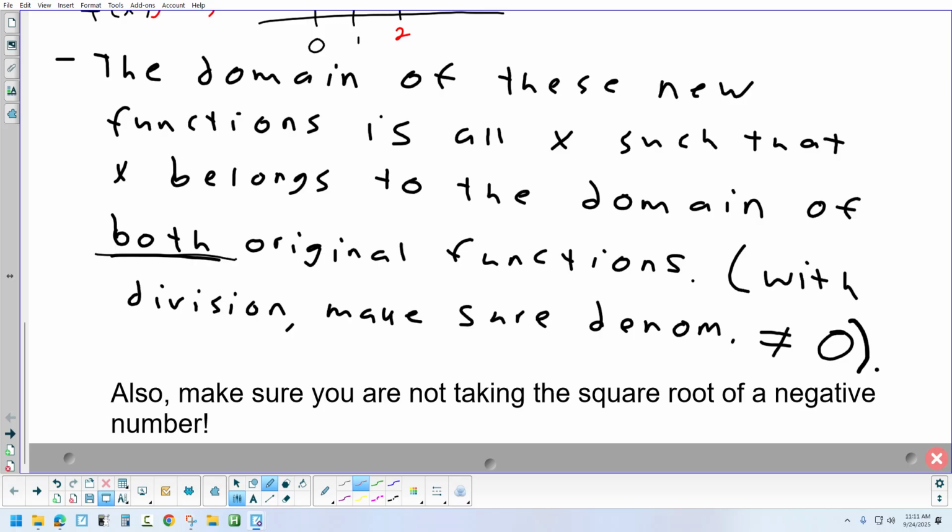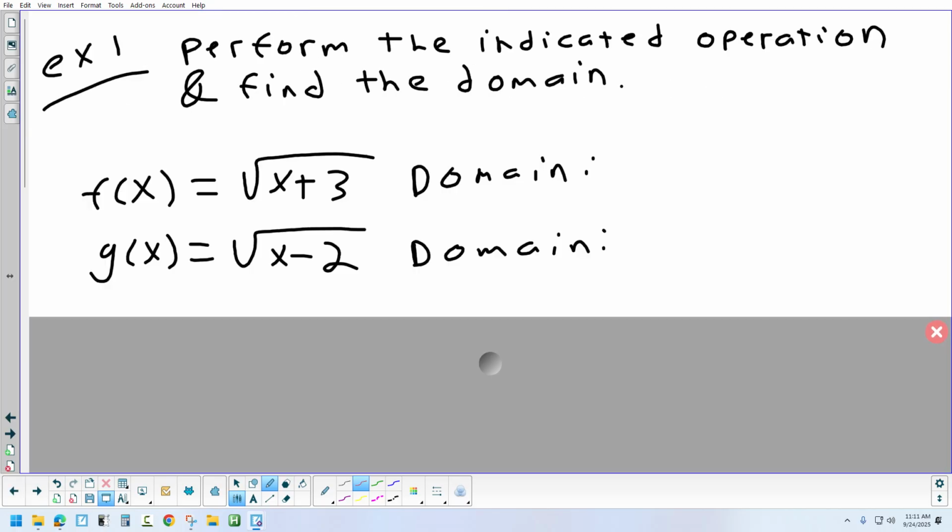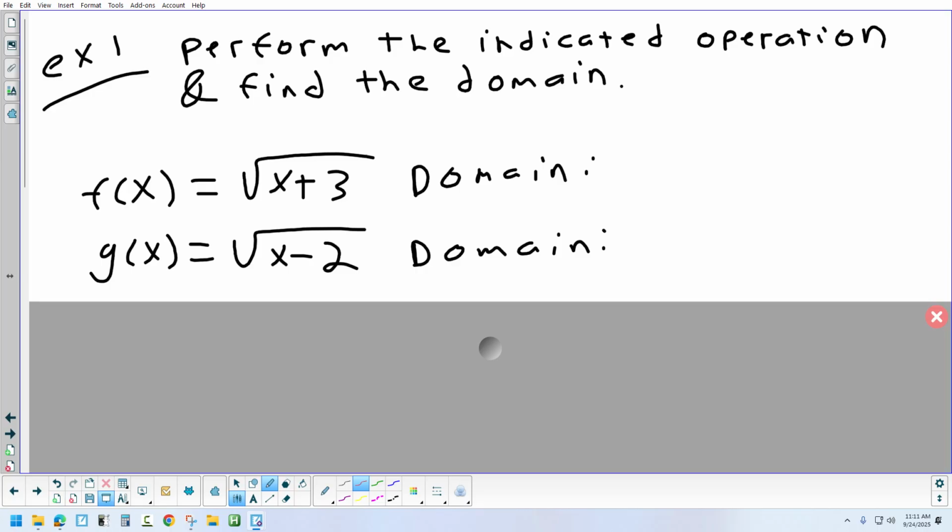Okay, so now we'll look at some examples to combine functions again, but this time I want to write down the domain and the range. So we have two functions, f of x and g of x. And before we do anything with them, to combine them, you want to figure out what the domain is of each one separately. Then when you combine them, it'll be easier. Let's start with the square root of x plus 3.